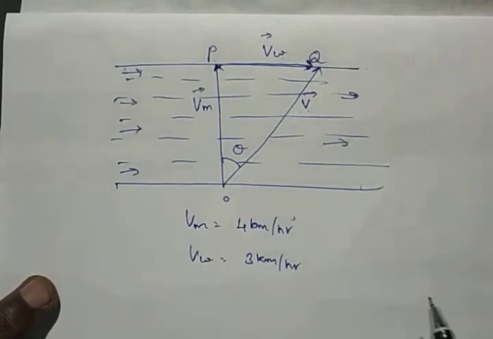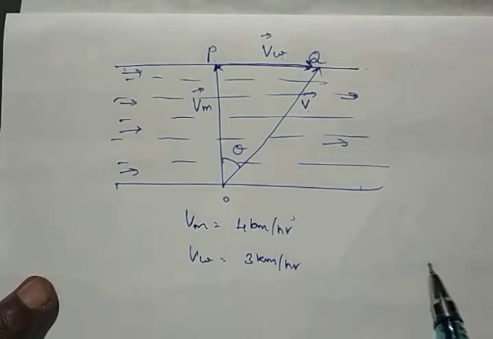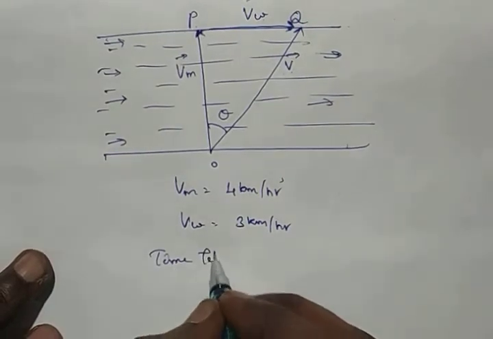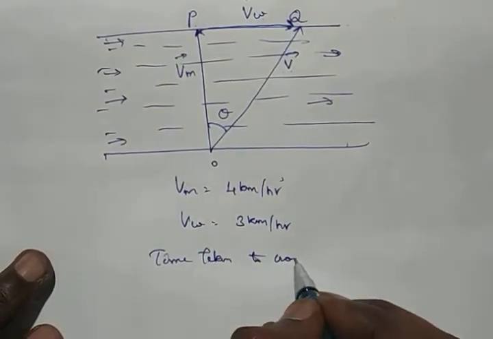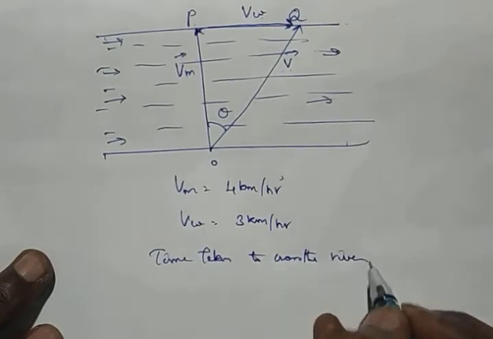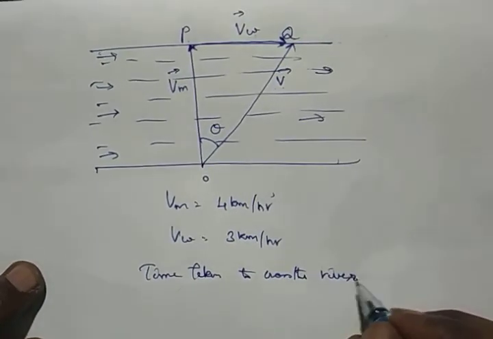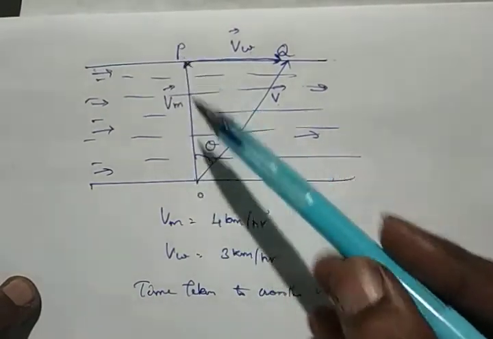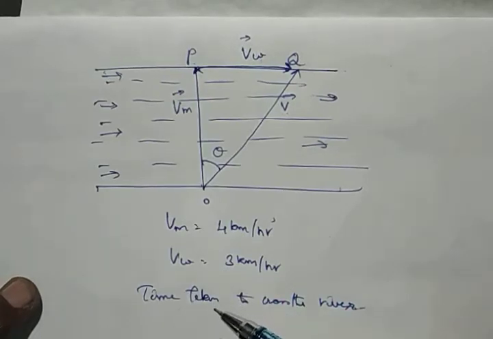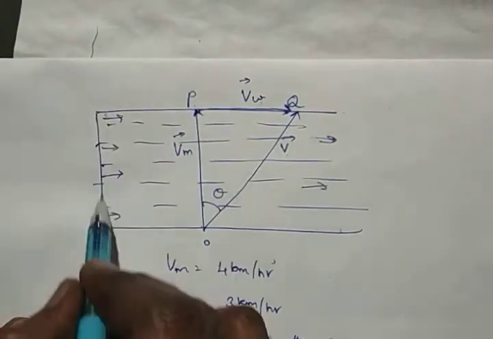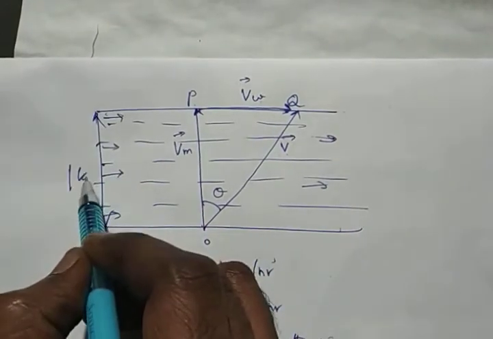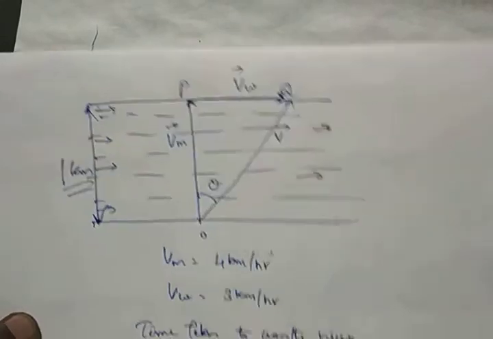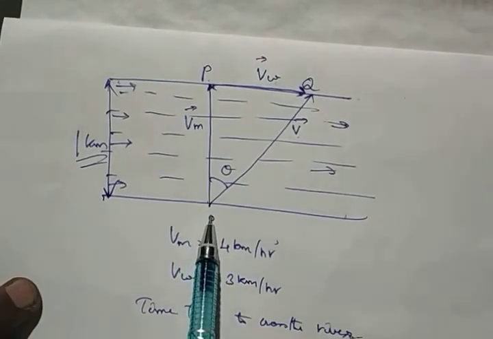Now he is going to head on towards the next direction like this. But the question asked is, how long does he take to cross a river? Time taken to cross the river. So he's heading on in this direction here, and the river is 1 kilometer wide. It is already given here as 1 kilometer. If this is 1 kilometer here, we can easily find out using this way itself.